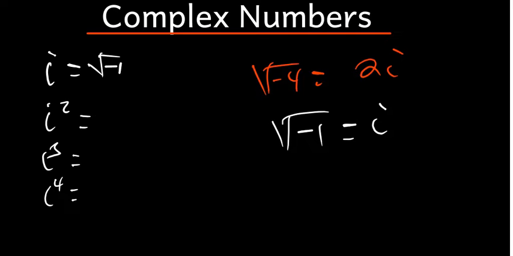What of i squared? Yes, Ruthie? Negative 1. What of i to the power 3? Yes, Naomi. What is i to the power 3? Negative i. Okay. What of i to the power 4?